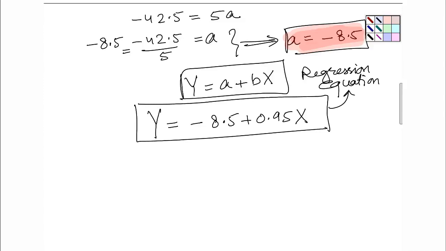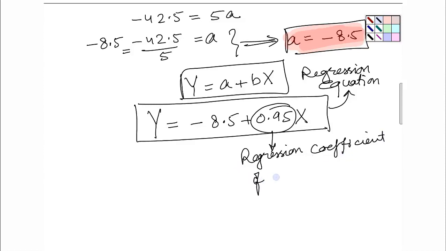And just a tip, this 0.95 is called regression coefficient of y on x. This b value is known as regression coefficient of y on x.